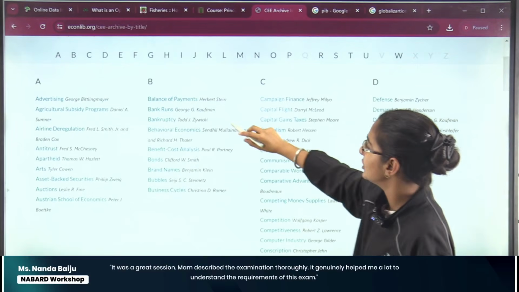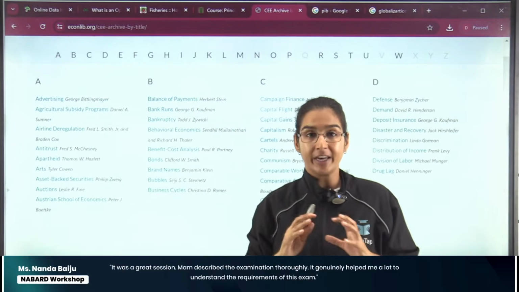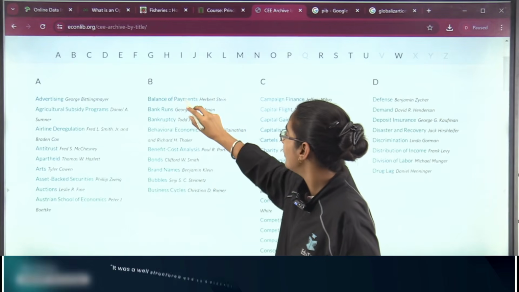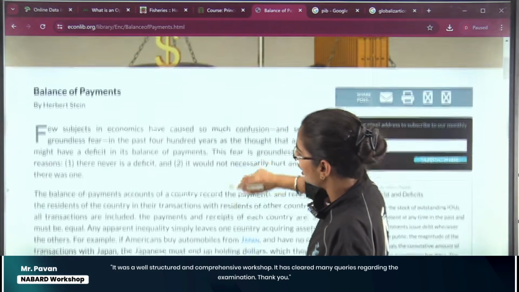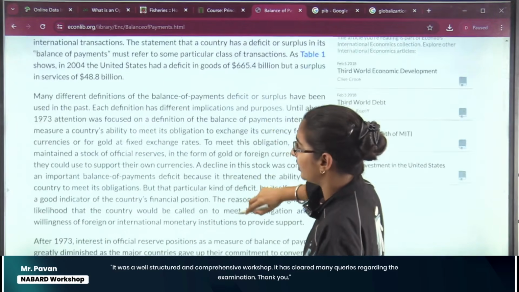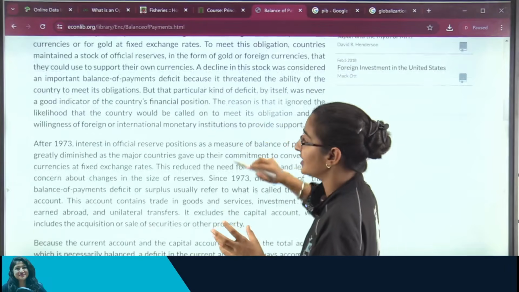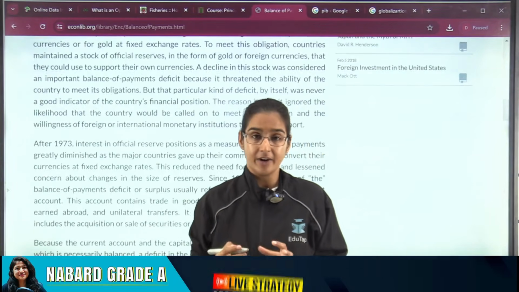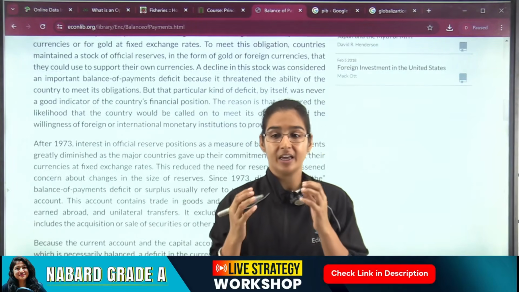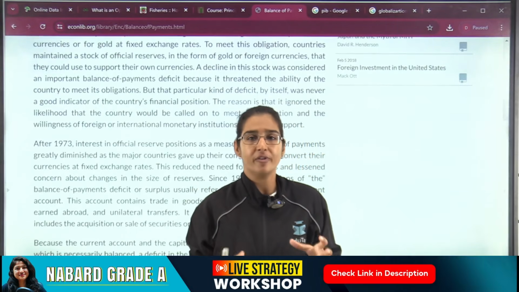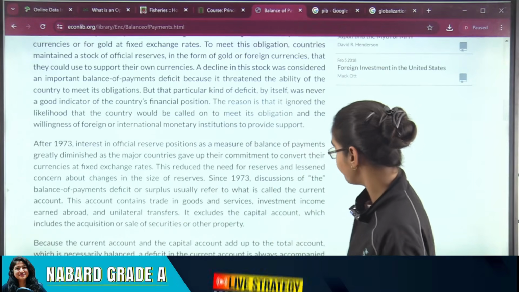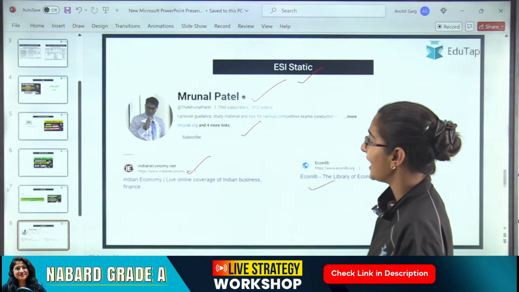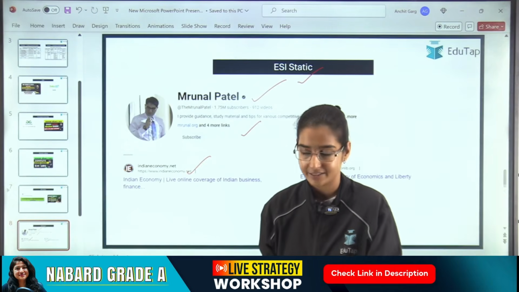right? Now there is a topic balance of payment. It is a very important topic from our exams perspective. So simply click on this topic, and here you will have a lot of information from the static perspective as far as the BOP is concerned, right? Again, be very selective. Here a lot of examination, a lot of information is given. Be very selective what to read and what not to read, right? So these are some of the sources as far as the ESI static is concerned, right?